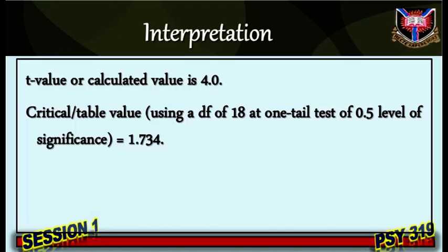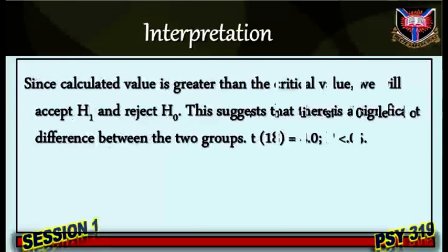This will be compared with the critical value in the statistics table using a DF of 18 at one tail test of 0.05 level of significance. The critical value is 1.734. Since our calculated value 4.00 is greater than the critical value 1.73, we will accept H1 and reject H0.